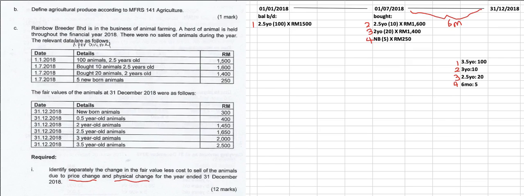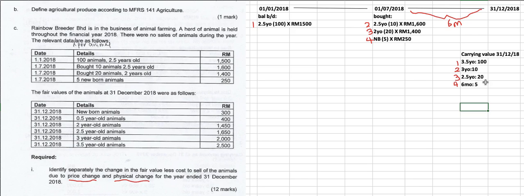Continue the second part. Alright, so these are the age of the animal on 31st December 2018. So we call this a carrying value. Okay, carrying value on 31st December 2018.